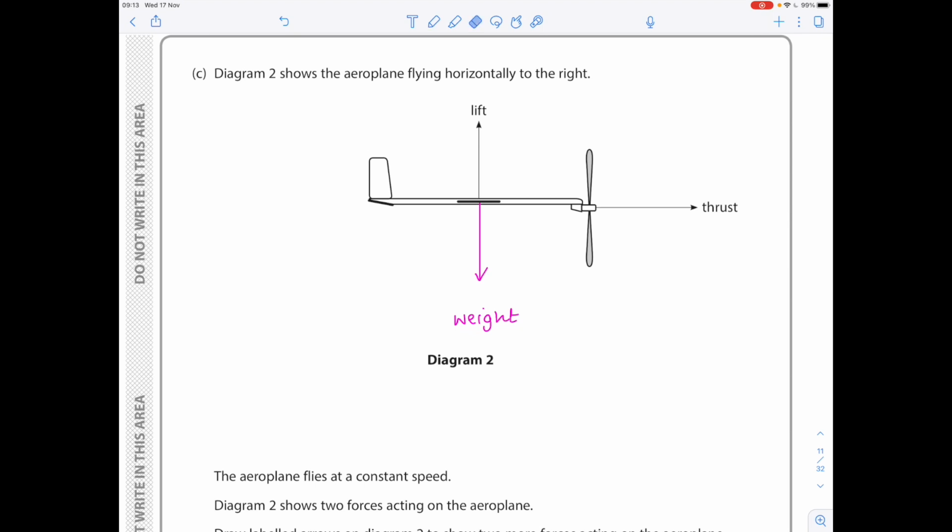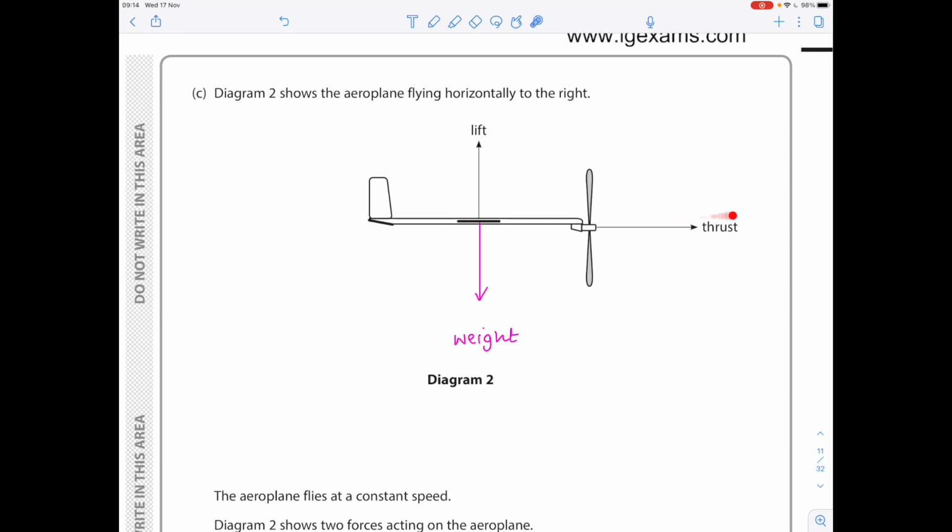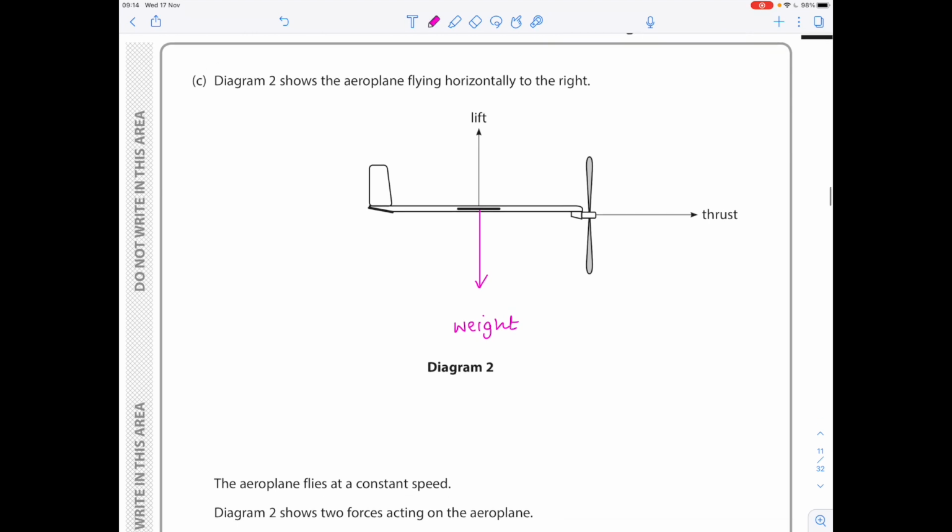Better. Now, as the aeroplane flies in this direction, remember there's a force acting against that due to air particles hitting the plane to slow down its motion. Now that force is known as either drag or air resistance. We've been told here that it's flying at constant speed, so it's not accelerating. So we need to make that arrow approximately the same length as the thrust one and call it drag.